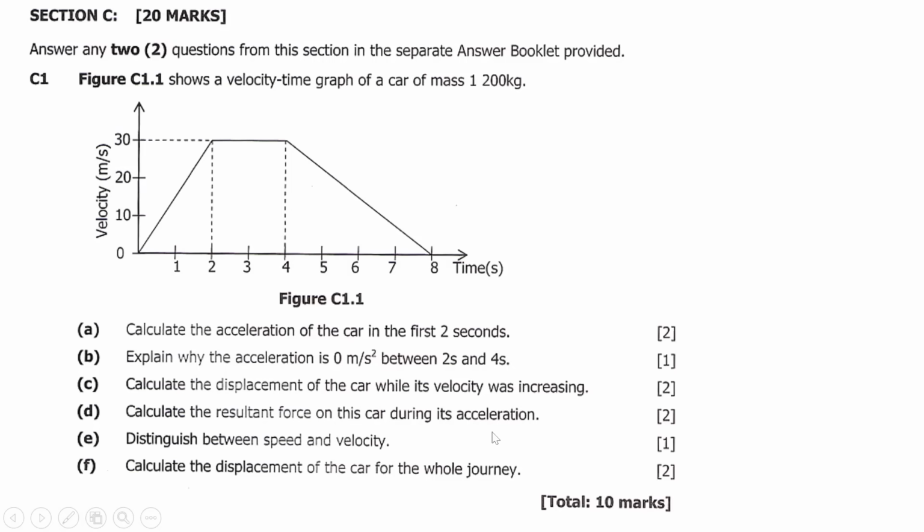So first of all, they want us to calculate the acceleration of the car in the first 2 seconds. This acceleration happens when the graph is going upward. An upward straight line gives us acceleration. So the vehicle is only accelerating between this point and this point. Between this point and this point, there's constant velocity and zero acceleration. Where you have a downward straight line, it is deceleration or negative acceleration or retardation. So to answer this question, we have C, A.